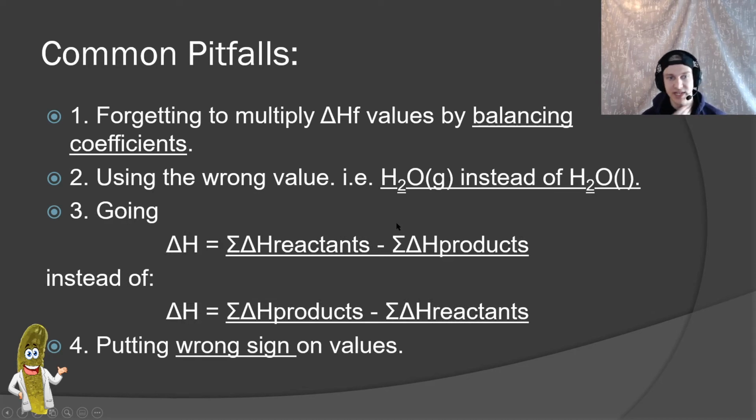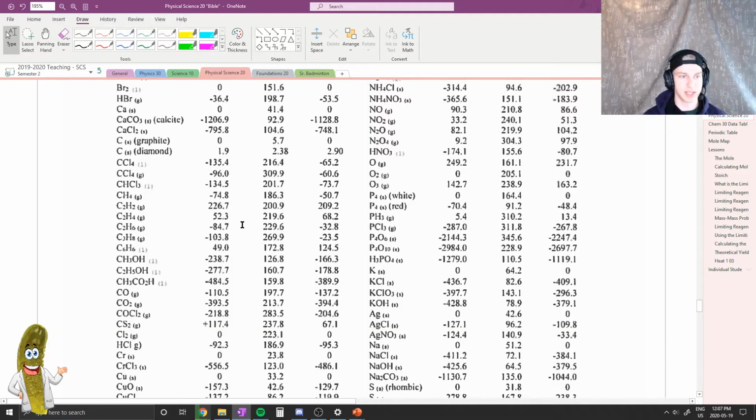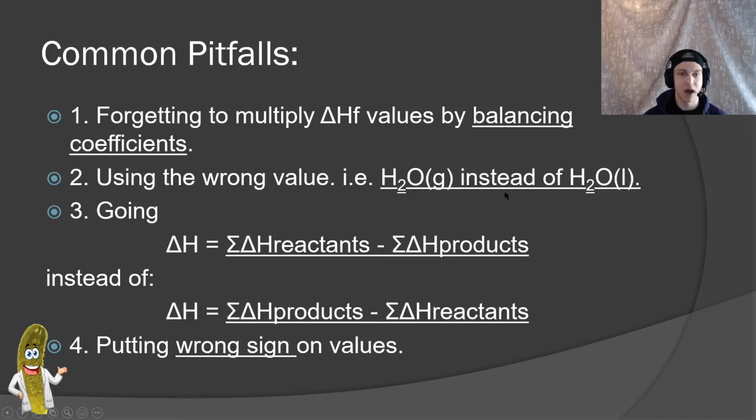Here are some common mistakes that people make. They forget to multiply the delta HF values by balancing coefficients. They just look at this table and say C6H6 has a value of 49, so let's just use that value. That is a common mistake when the balancing number might be 6. You need to take 49 times 6. Another mistake is using the wrong value, like H2O gas instead of liquid. Yes, they are different values. Another is going reactants minus products instead of products minus reactants, or putting the wrong sign on values. Those are all common errors that we need to be really careful and keep track of.